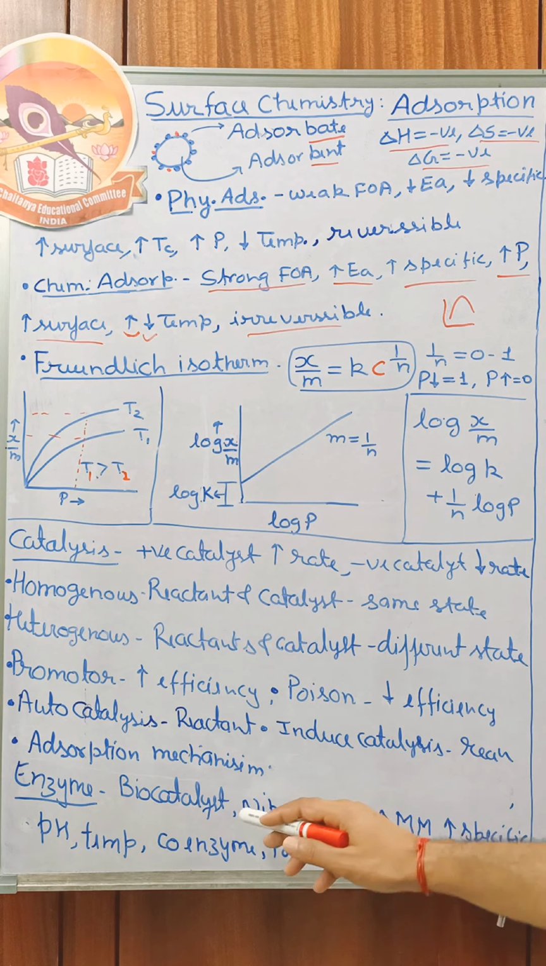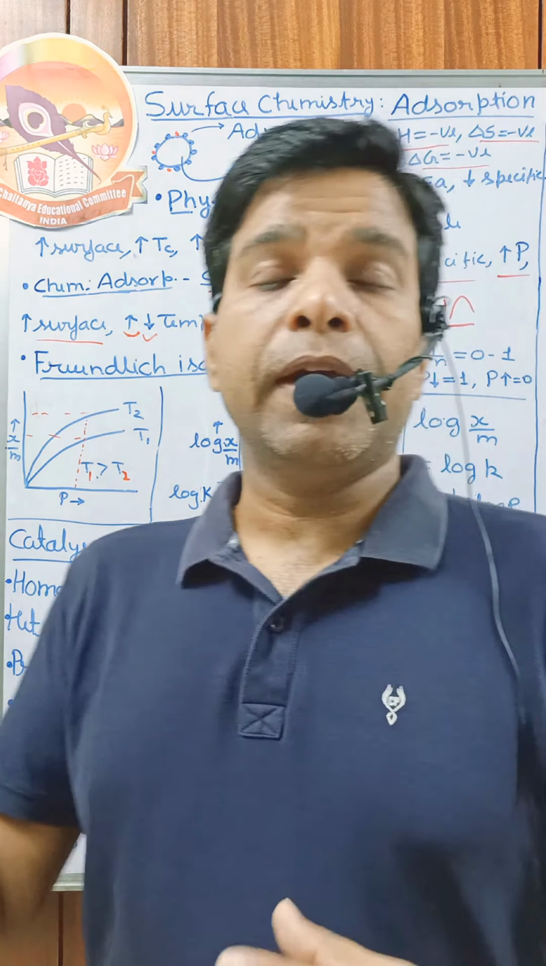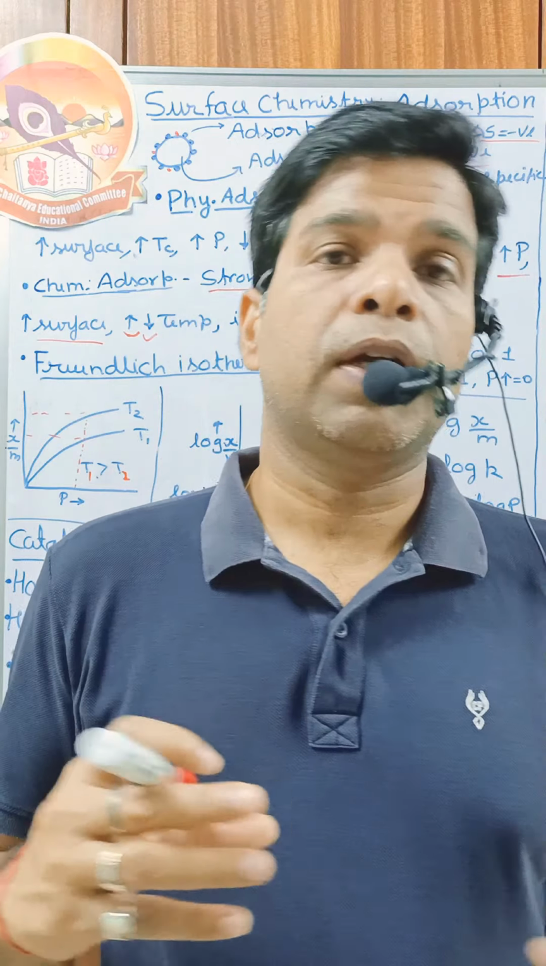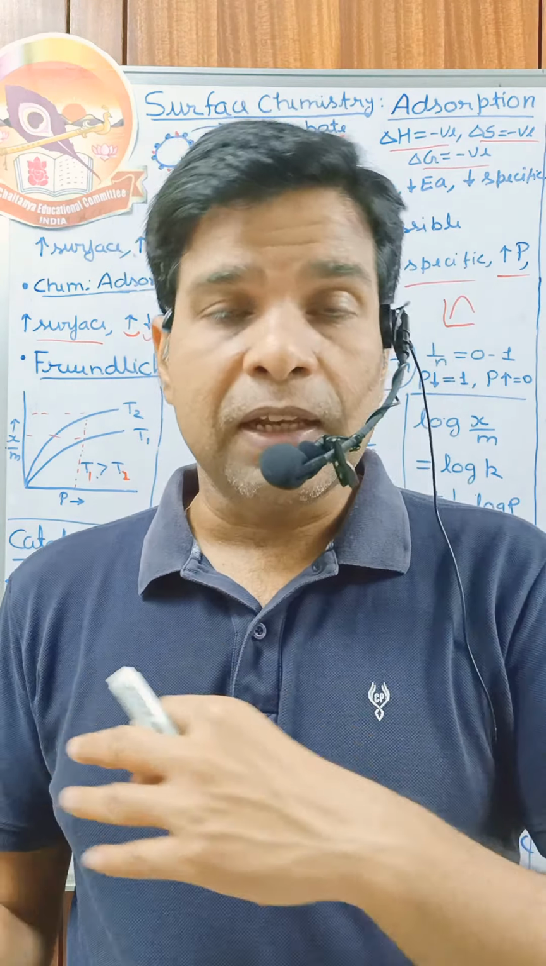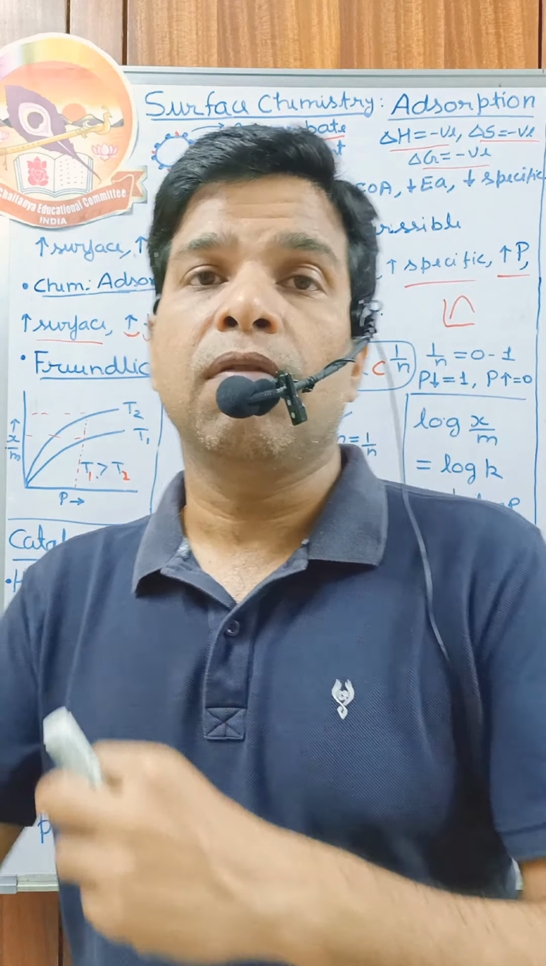Mechanism of catalysis is explained by the adsorption mechanism. What is the meaning of that? First, the reactant molecules A and B are adsorbed at the surface, then they react together on the surface and give one intermediate, and finally they leave the surface, which becomes free again for the reaction.